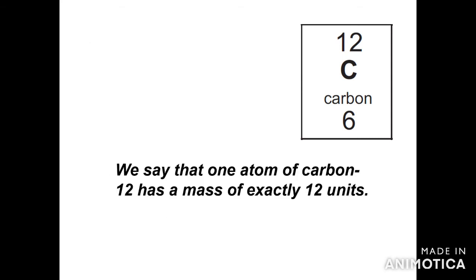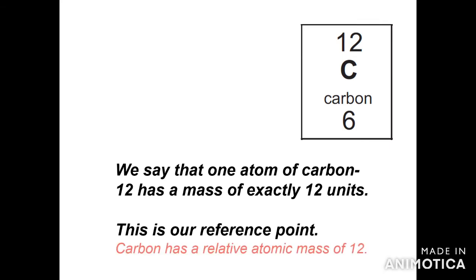And here's where we come to this idea of relative mass. We say that one atom of carbon-12, what's shown on the screen here, has a mass of exactly 12 units, 12.000000 units. And this, therefore, is our reference point for all elements. We say that carbon has a relative atomic mass of 12. And then we can use this to compare to other atoms and other elements.